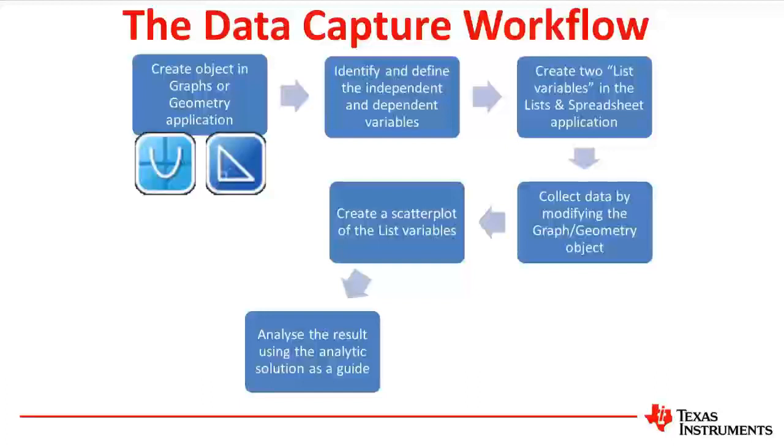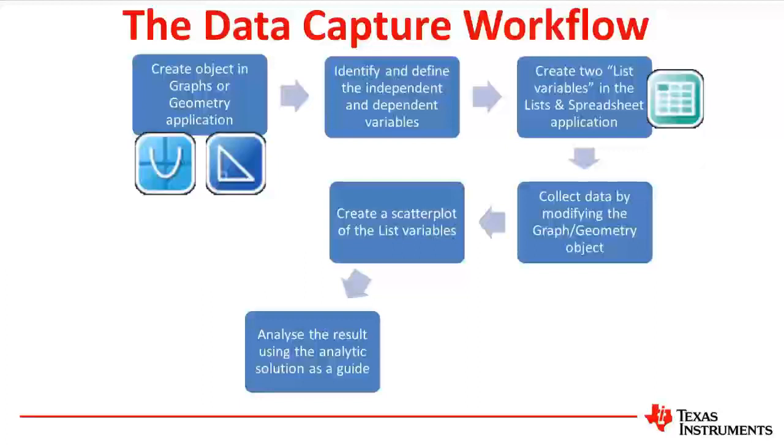Then what happens is those two variables, as you change them, you can output them into a list variable each, which goes into the lists and spreadsheet application. And this is where the data capture comes in. So in the lists and spreadsheet application, you'll create two lists. And then what happens is you collect the data by modifying the independent variable, which of course will change the dependent variable and put that into the lists and spreadsheet.